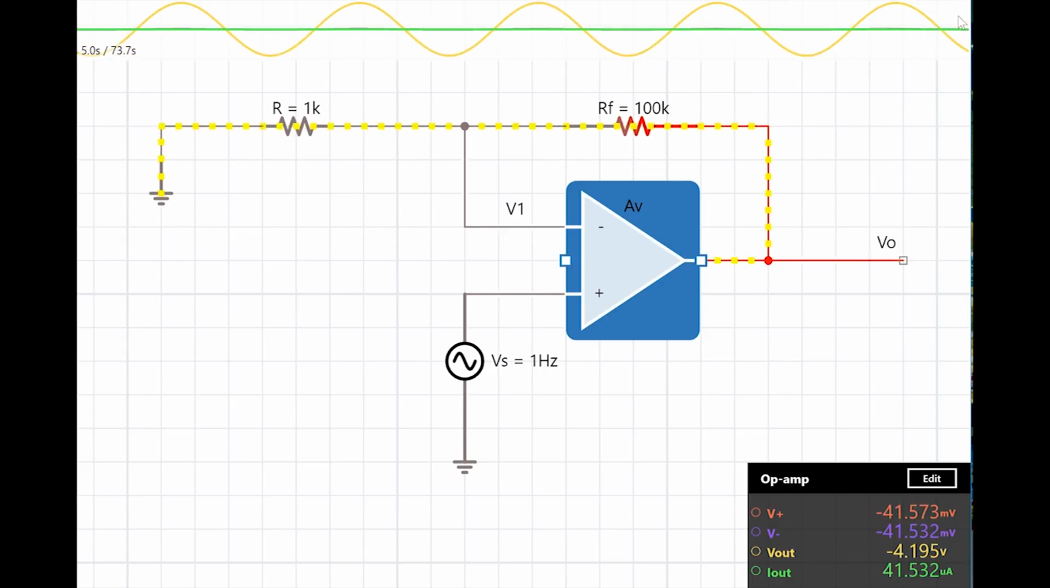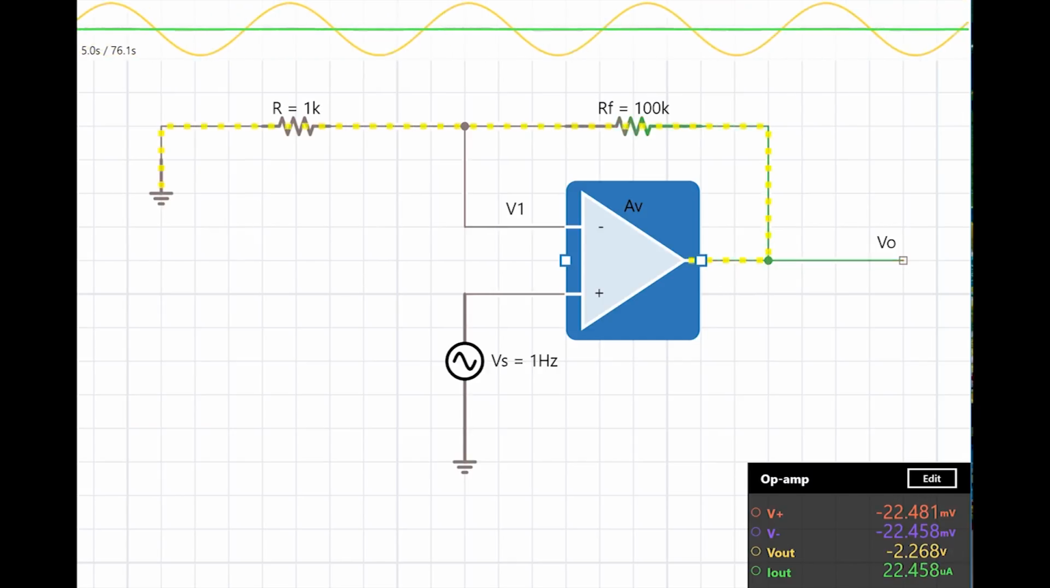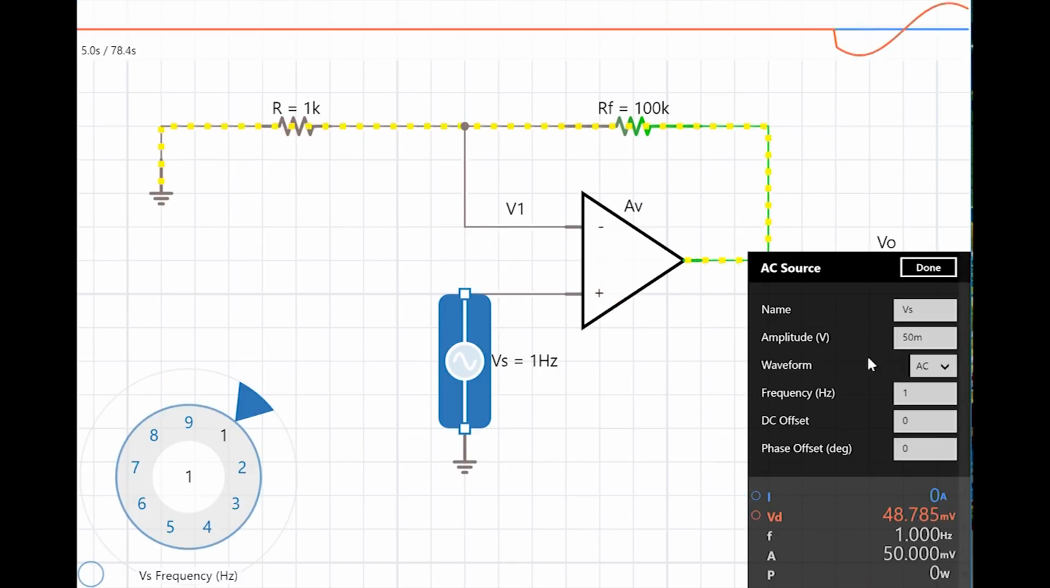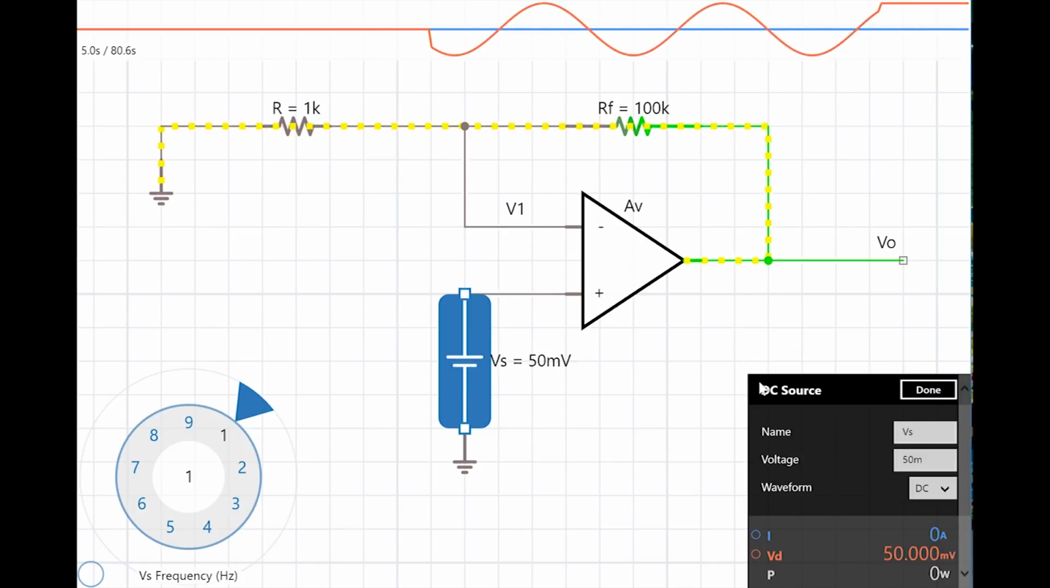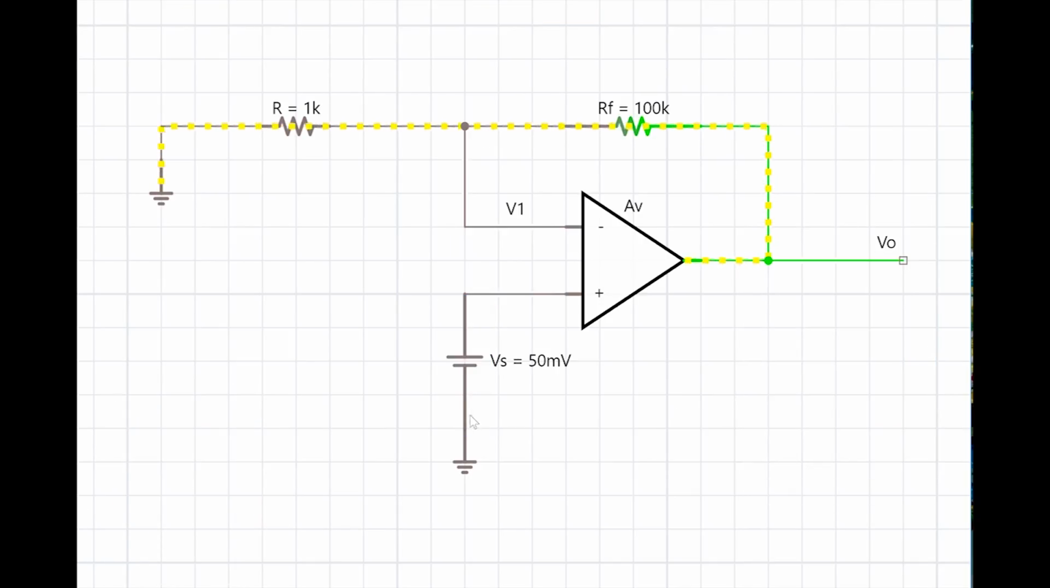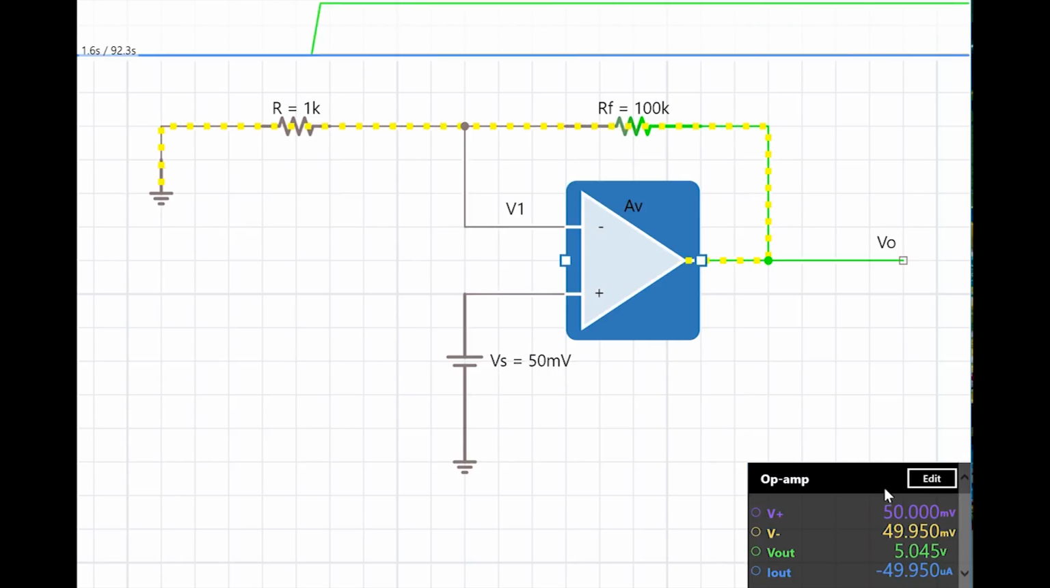In order to better understand what is actually happening, let's convert this to a DC supply of 50 millivolts. We are now giving an input of plus 50 millivolts to the non-inverting terminal of the amplifier, and what we get as output is 5.045 volts, positive. So one, the polarity is not inverted, it's the same as the input. Second, it's amplified approximately 101 times the input voltage.